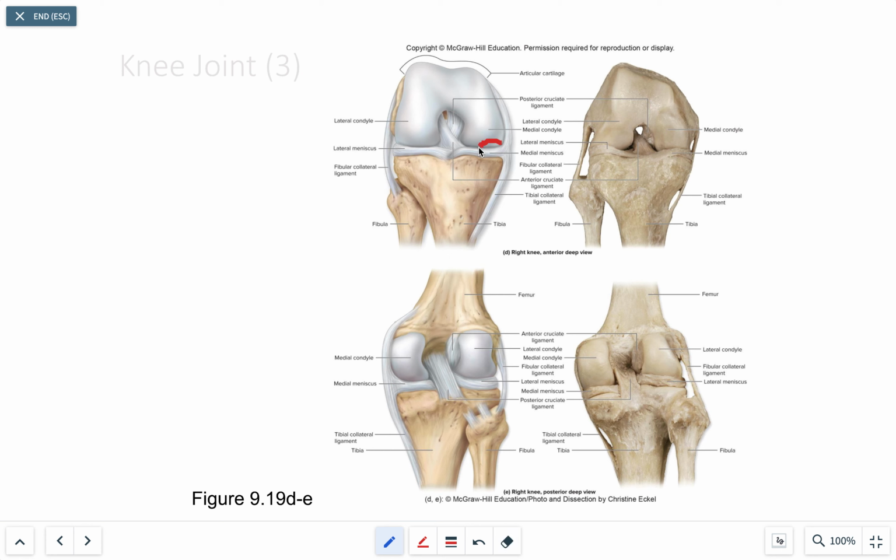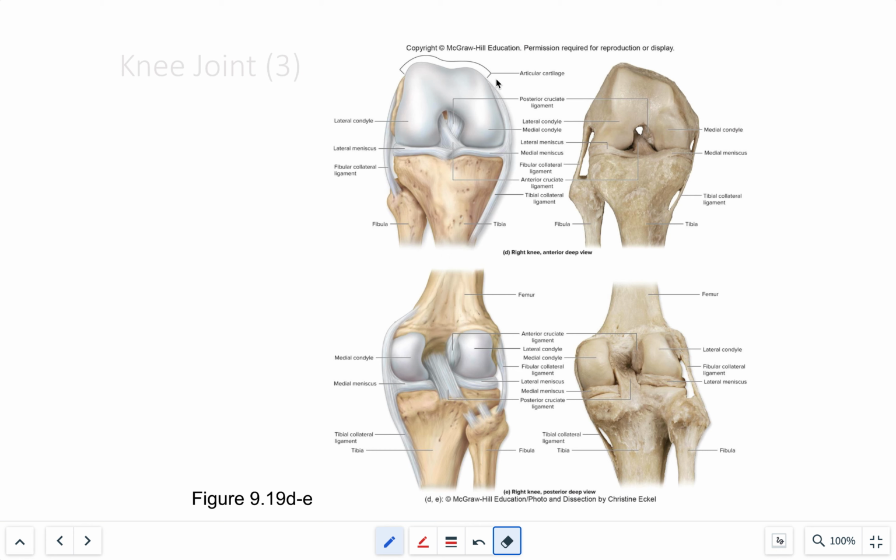So the medial meniscus, we're primarily weight bearing on the medial side. So this fibrocartilage or meniscus is going to be a little bit thicker. Its primary job is for cushion and support. And then you can see on the medial surface this medial collateral ligament, also known as the tibial collateral ligament. Its structural makeup is going to be a lot thicker.